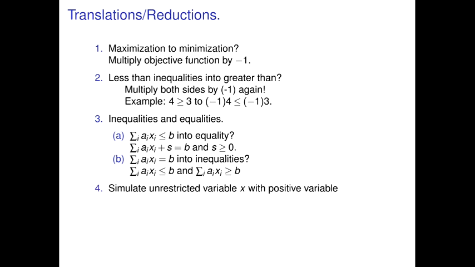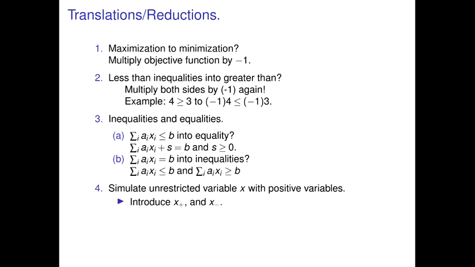Now, in our pictures before, we had all the variables be positive. How do you simulate an unrestricted variable with only positive variables? I said before that I wanted all my variables to be positive, and that's sort of the standard form. So how do I do that?